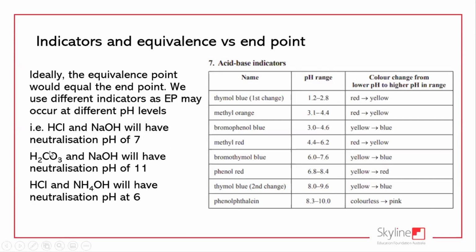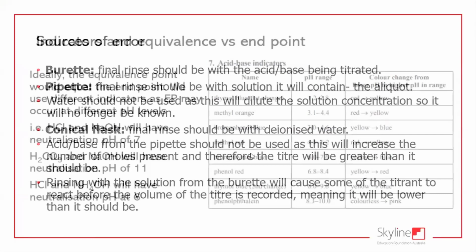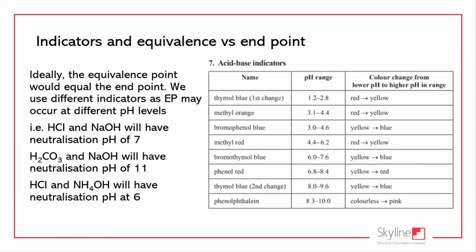Okay. I think it's here, yeah, so this acid here, H2CO3, is a very weak acid. NaOH is a very strong base. Therefore, when this is neutralized, this won't donate all of its protons. Therefore, it's going to neutralize at a very basic pH, a pH of 11. So we can't be using the same indicators for all of these. We might have to use an indicator that changes color at a much higher pH, because that's when the equivalence point is going to occur.